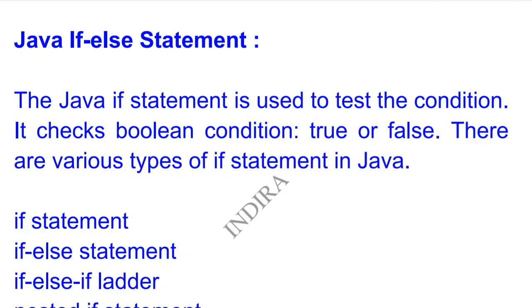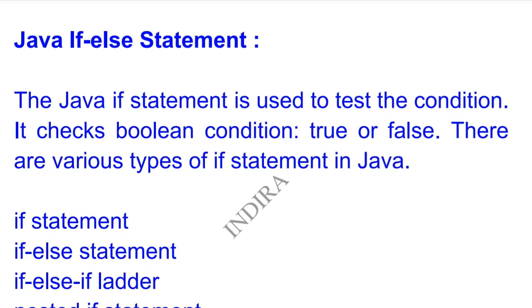Control statements are classified into three types: decision making, looping, and branching. Decision making consists of if, else if, switch, and nested. Looping consists of only three: while, do while, for. And branching statements consist of break, continue, return.